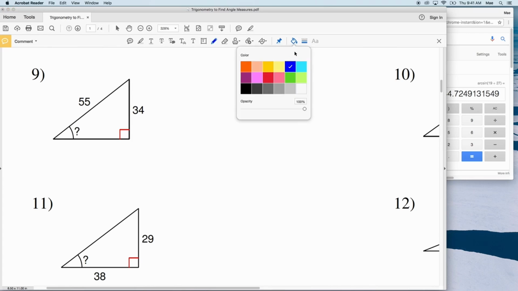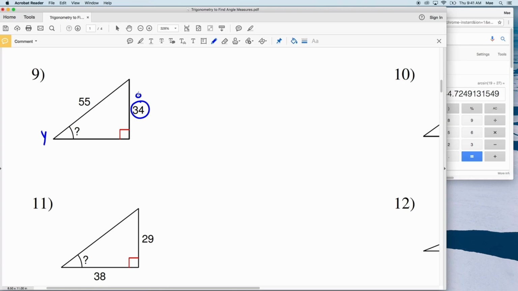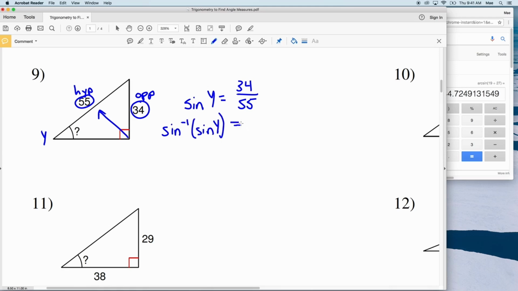In number 9, let's go ahead and name this angle Y. Again, we're given the opposite side, and we're also given the hypotenuse, since the hypotenuse is always opposite the right angle. So we're going to use sine again. So the sine of y equals the opposite, which is 34, over the length of the hypotenuse, which is 55. Then we're going to take the inverse sine of the left-hand side, and whatever we do to the left, we need to do to the right. So we're going to take the inverse sine of the right side as well.